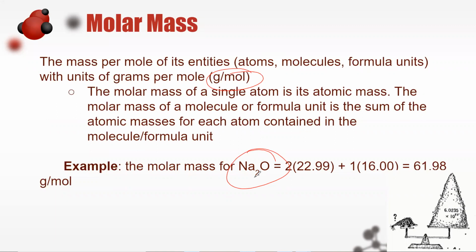So if I wanted you to find the molar mass of this compound right here, we know based on the subscripts that there's 2 sodiums and only 1 oxygen because that one is implied. So we would take the average atomic mass on the periodic table multiplied by 2 for sodium because there's 2 sodiums, and then add that to 1 oxygen mass, and we end up with 61.98 grams per mole for this compound.